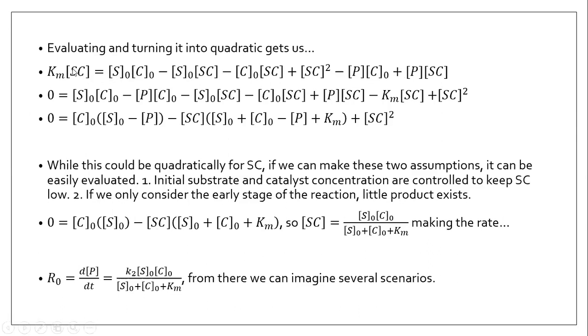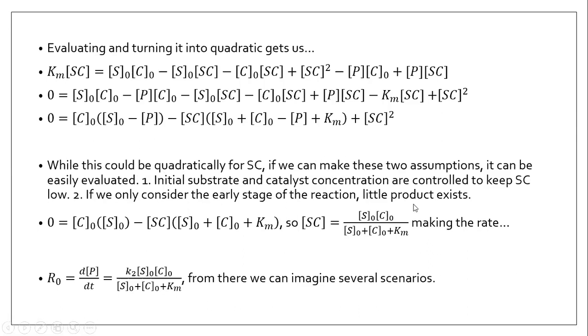Now, quadratic function says that, let's get the Km SC to the other side and get this as a quadratic. So we have put all the terms together that we can. Let's evaluate this. So take the C0s out to get S0 minus P. Take the SCs out to have S0 plus C0 minus P plus Km, plus SC squared. So you could look at this as x squared, and now we can solve this quadratically for SC.